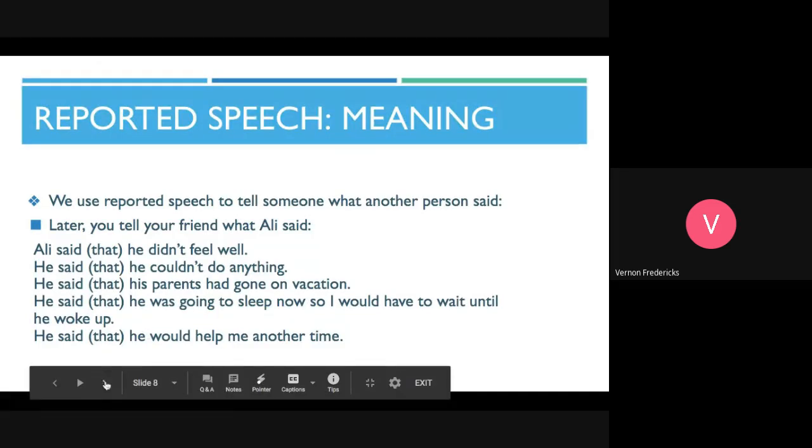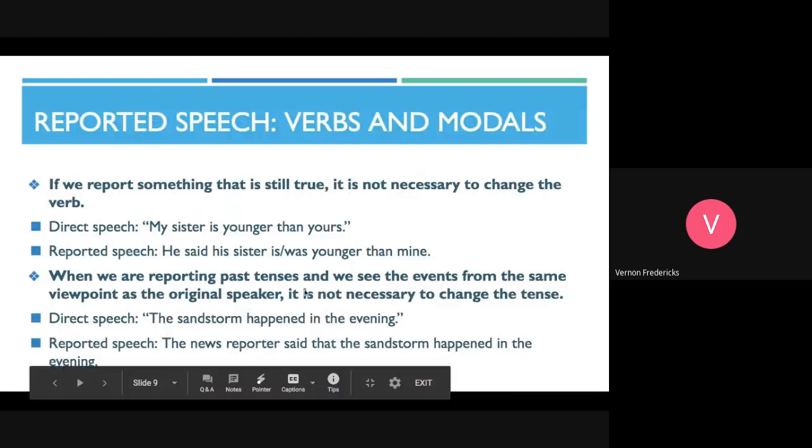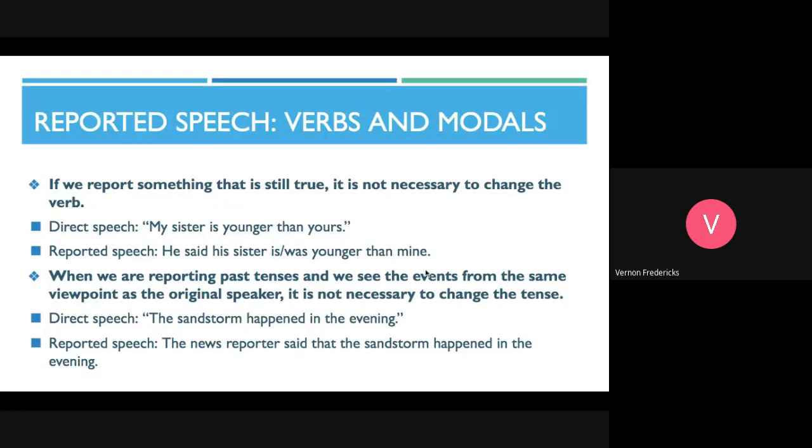There are a lot of changes happening. Reported speech, verbs and modals. Now the verbs change and also the modals change. If we report something that is still true, it is not necessary to change the verb. Again, if you report something that is still true, it is not necessary to change the verb.